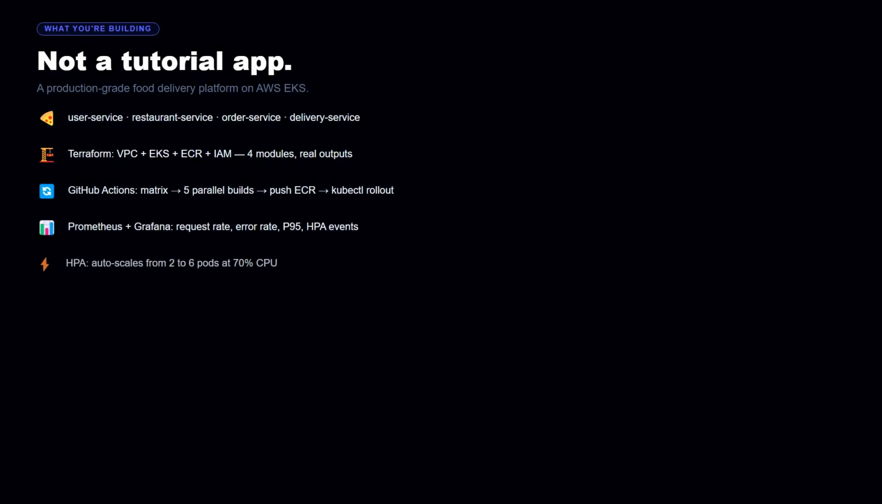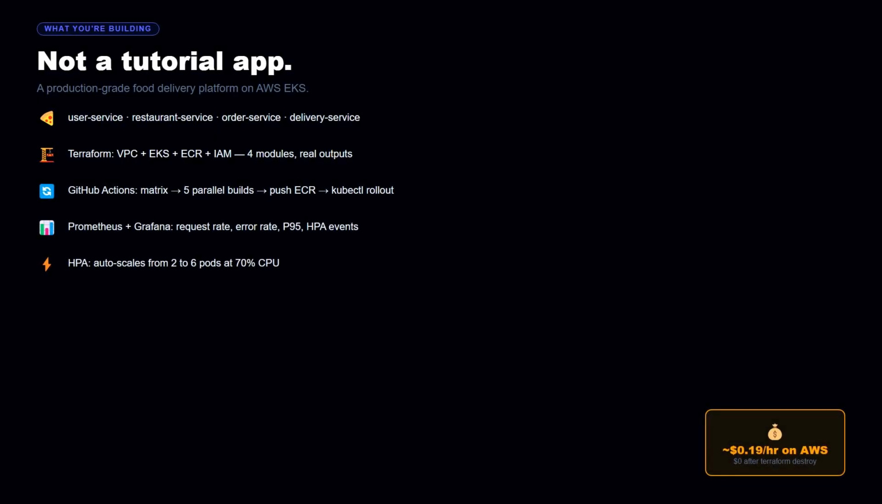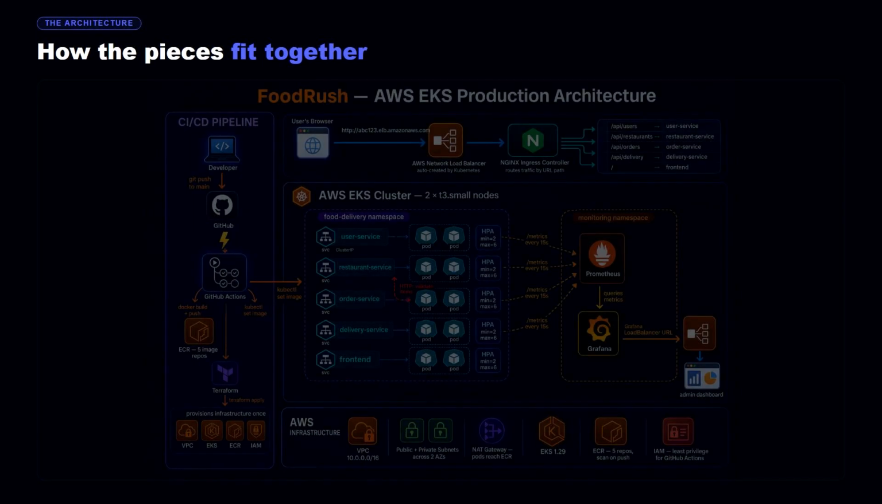Here's what we're actually building, not a tutorial app. A production-grade food delivery platform. 4 FastAPI services, Terraform VPC and EKS, GitHub Actions CI/CD, HPA autoscaling, and a full Prometheus Grafana stack. It costs about 19 cents an hour on AWS. $0 after Terraform destroy. Here's the full architecture.